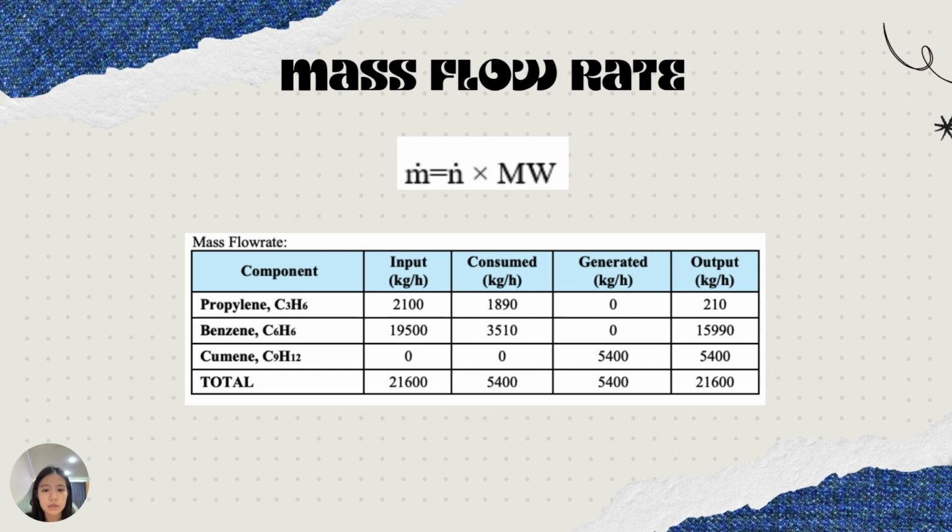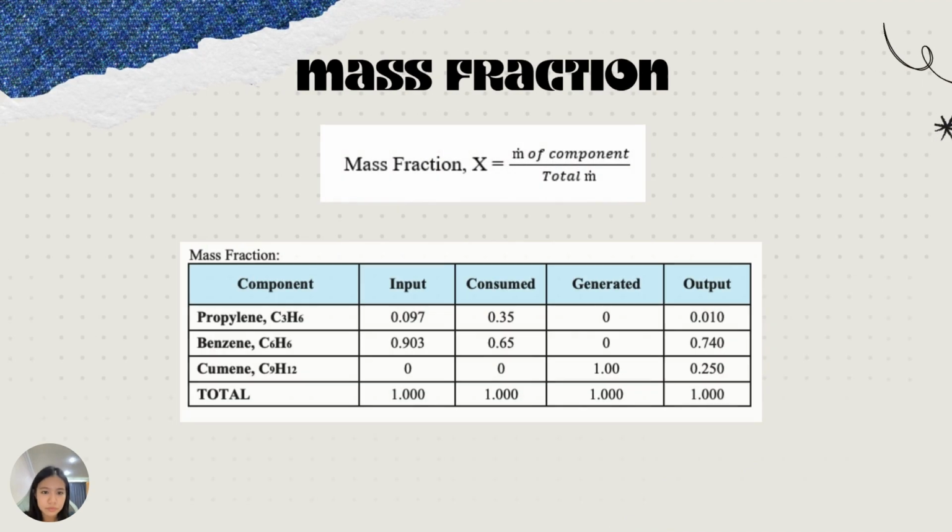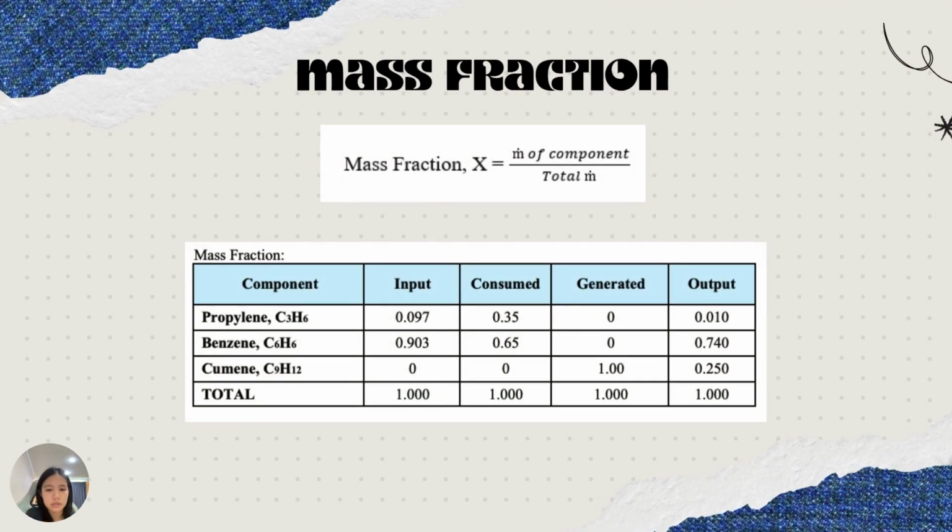For the mass flow rate, propylene output is 210 kg per hour, benzene 15,990 kg per hour, and cumin 5,400 kg per hour. For the mass fraction, propylene output is 0.01, benzene 0.74, and cumin 0.25.